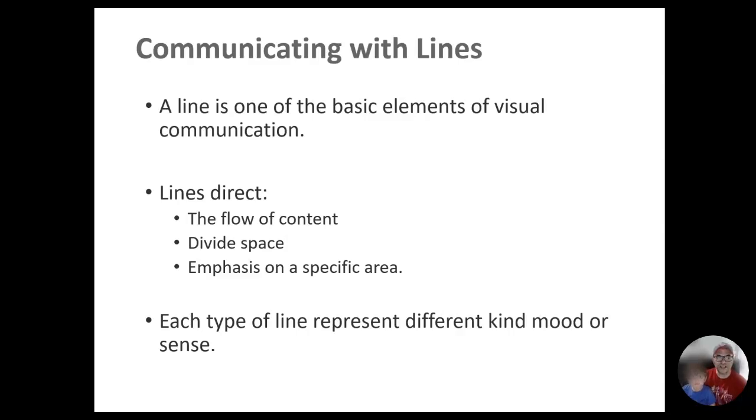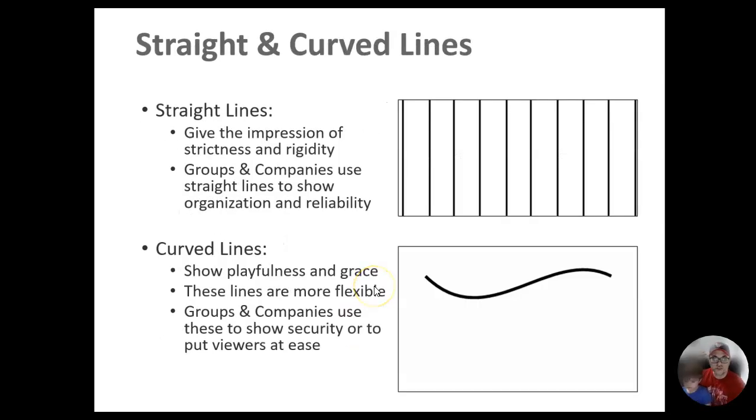Emphasis on a specific area. Each type of line represents a different kind of mood or a sense. And depending on the type of line, you can create a sense of response type from it, which is pretty cool. So let's talk about some of these lines in general and how they move about. Straight lines are really interesting. Straight lines like this are very consistent. They give the impression of strictness and rigidity. A lot of groups and companies use straight lines to showcase organization or reliability. You tend to see a lot of consistent work with government facilities, the DMVs, anything that deals with very rigorous and professional systems.